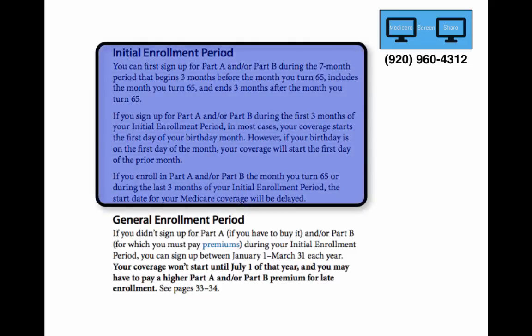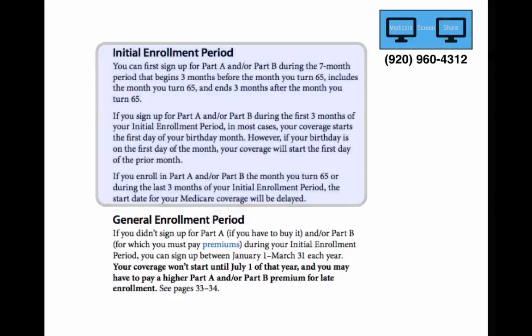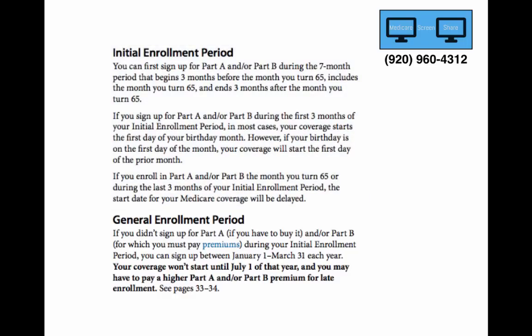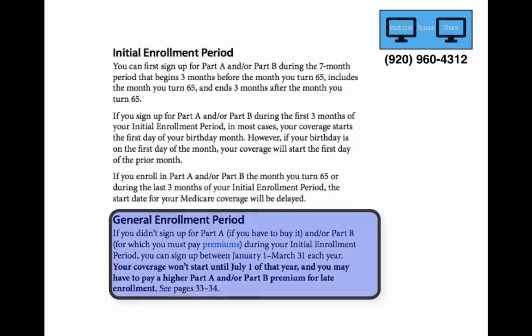So again, the initial enrollment period is 3 months before you turn 65. You can enroll up to 3 months after you turn 65, but you will have to pay a penalty for late enrollment. Now, if you missed the deadline and still want to sign up for Medicare Parts A and B, then you will need to wait until General Enrollment Period. This runs between January 1st and March 31st of each year. If you enroll during General Enrollment Period, then your coverage will start July 1st of the same year, and you might have to pay a higher Part A and Part B premium for late enrollment.